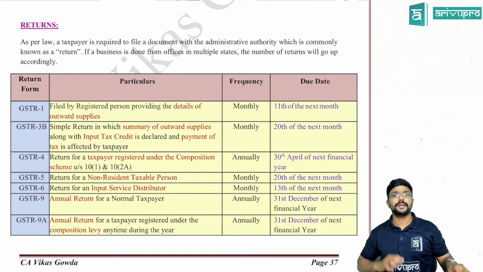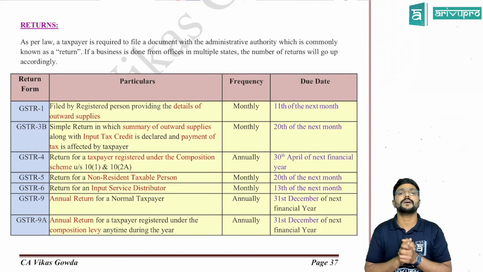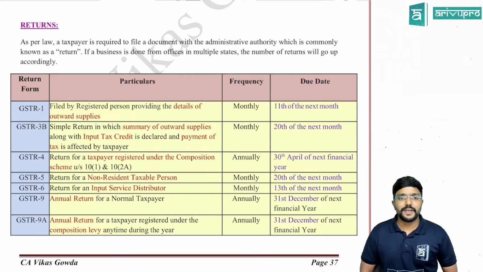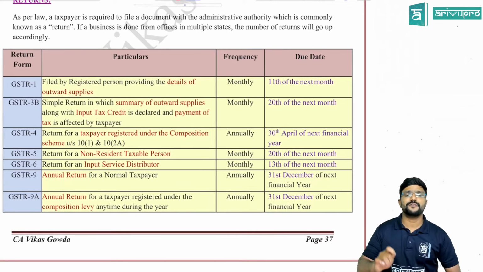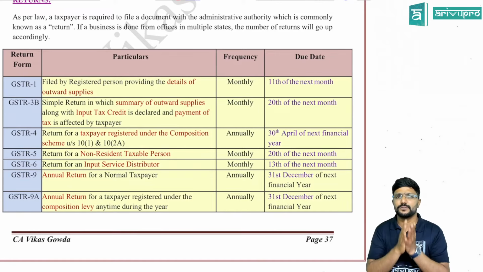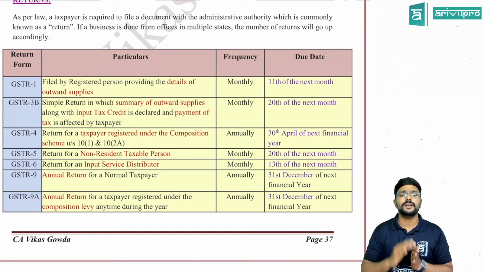Return is a document which every registered person has to file with the department, giving the details of his supplies, tax paid. So there are various returns to be filed by different persons under different circumstances under GST. What are those? GSTR 1 has to be filed by every registered person, that is who is paying tax under section 9, giving the details of his outward supply on or before 11th of next month.